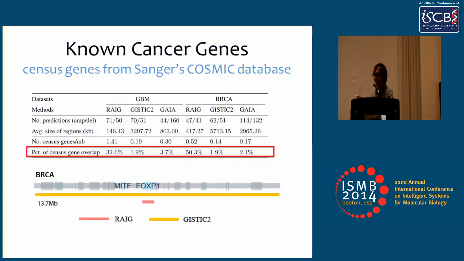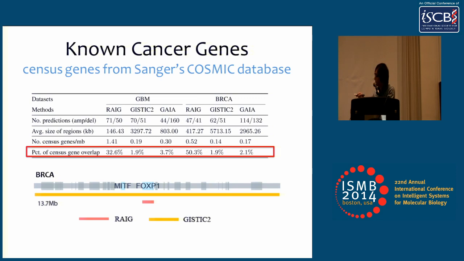And since there's no gold standard, we compare our approach with the known cancer genes, the census genes from the Sanger COSMIC database. I think the most interesting part is the red column here. This is the percentage of the total prediction that overlaps with the census genes. You can see that with our approach about one third of our predicted regions are covered by census genes, which is pretty high in GBM, and it's 50% in breast cancer. It's quite high.